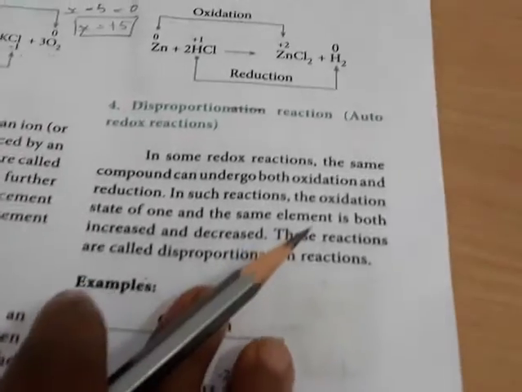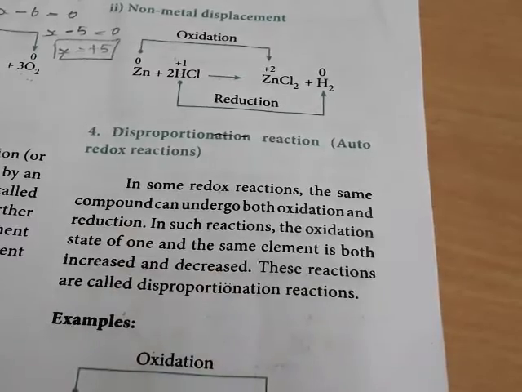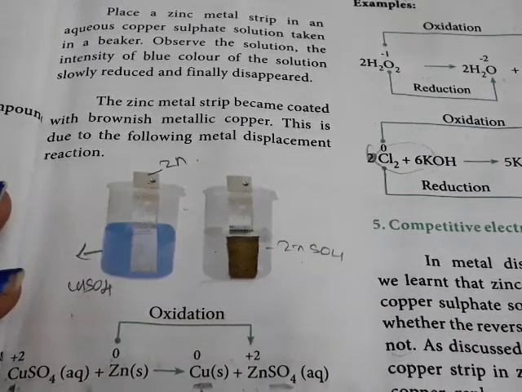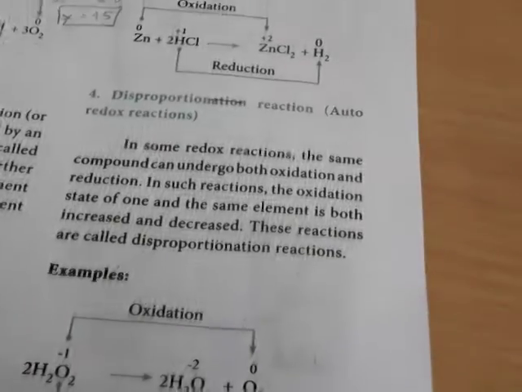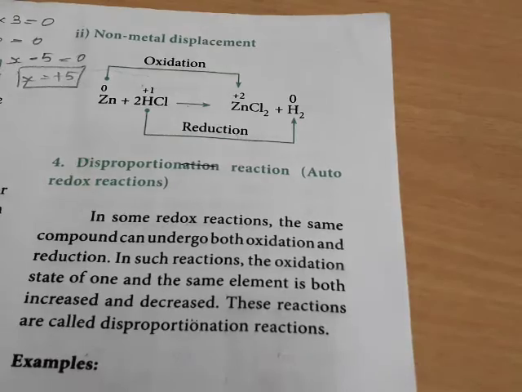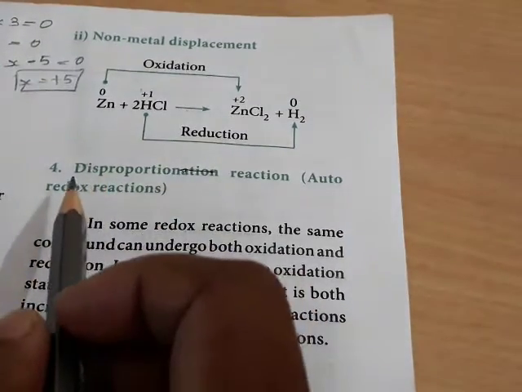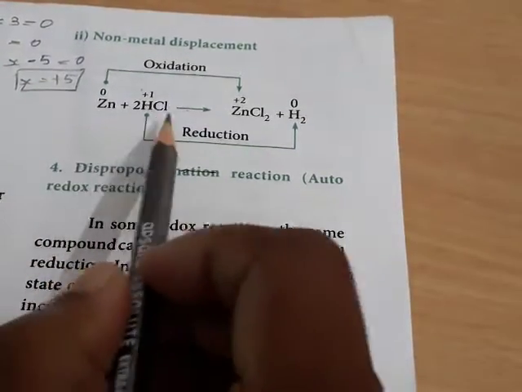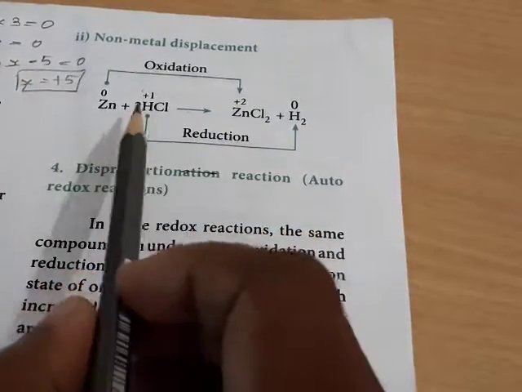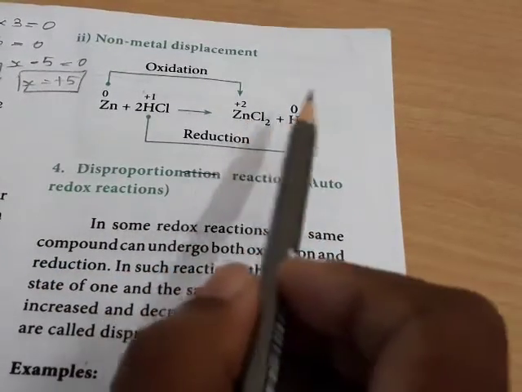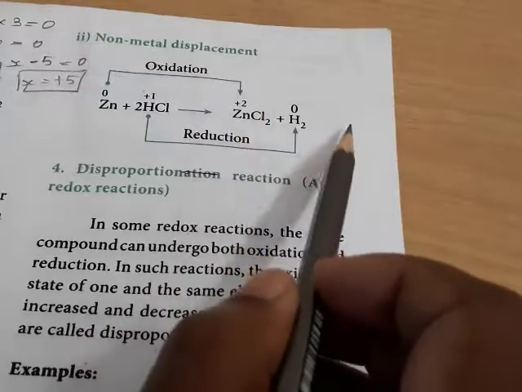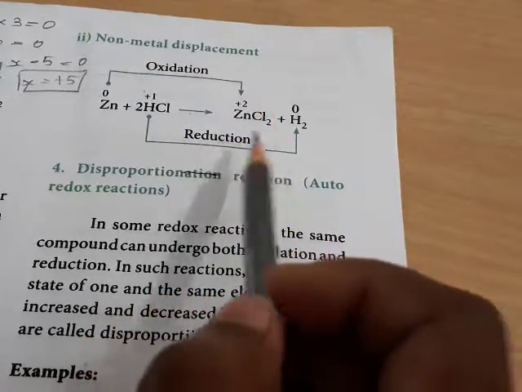Okay, now we are going to see the non-metal displacement reaction. Here copper is the metal, so that was the metal being displaced. Here hydrogen is a non-metal, so the hydrogen is displaced. How is hydrogen displaced? Zinc reacts with HCl to change into zinc chloride plus hydrogen. Hydrogen is displaced. The hydrogen is the non-metal.